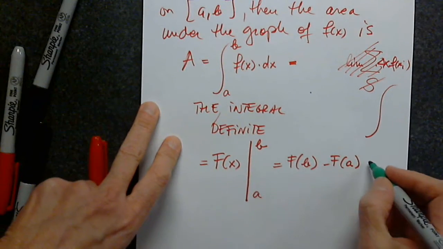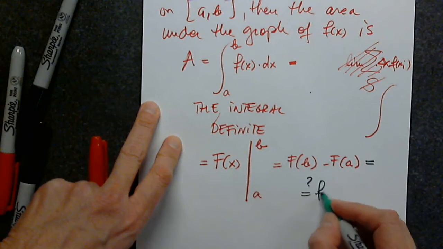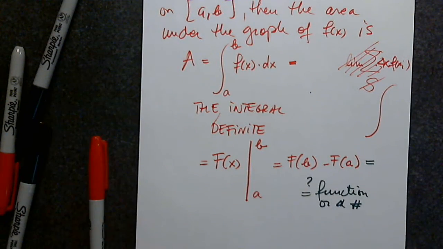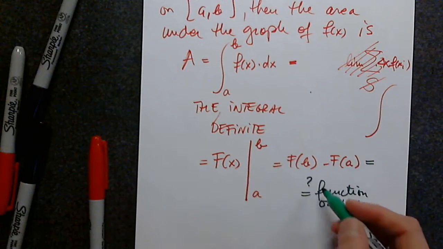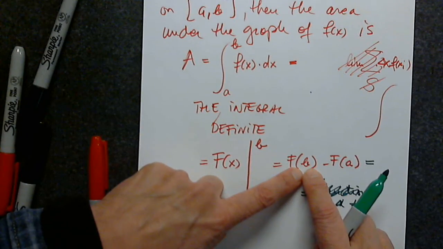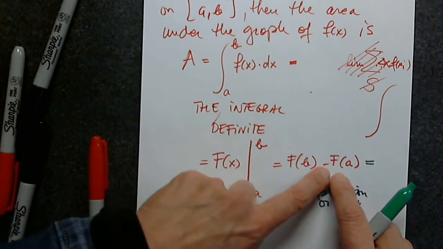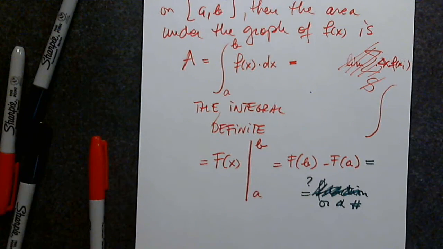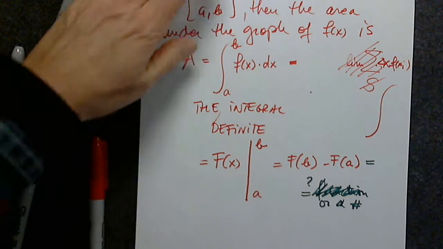Now, what is this? Question. Is this a function or a number? Do you think it's a function or is it a number? Of course it is a number. It is the antiderivative calculated at a number b minus the antiderivative evaluated at a number a. So, of course, it must be a number. All our areas were a number, right? Very good.